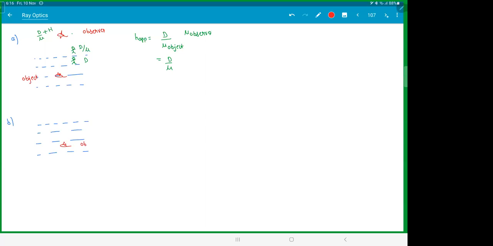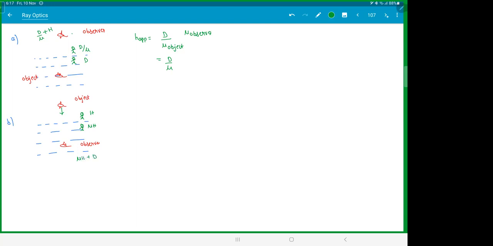So this is my observer. The bird is the object now. Now light rays will come this way. So if you ask this person where is the bird, he will say h. If you just take him inside the water, he will say mu h. Now if you ask the fish, it will say mu h plus t.